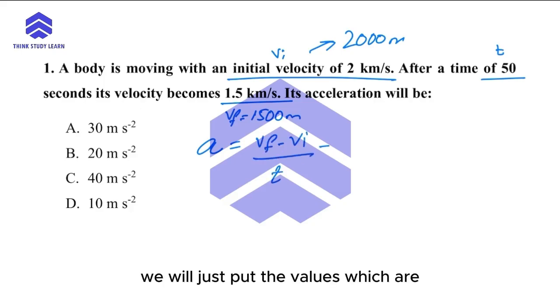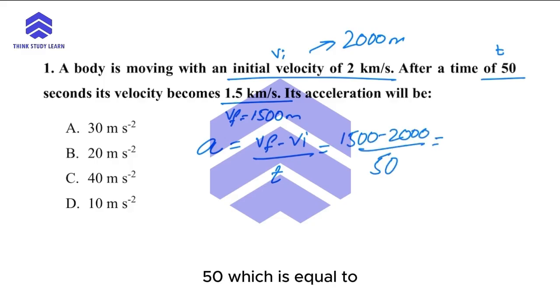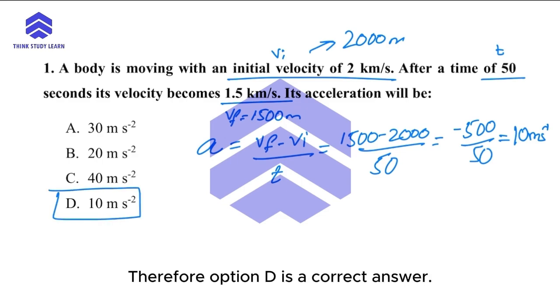Now we will just put the values which are 1500 minus 2000 divided by 50, which is equal to minus 500 divided by 50, and it is equal to 10 meters per second. Here we will ignore the minus sign as acceleration can never be minus. Therefore, option D is the correct answer.